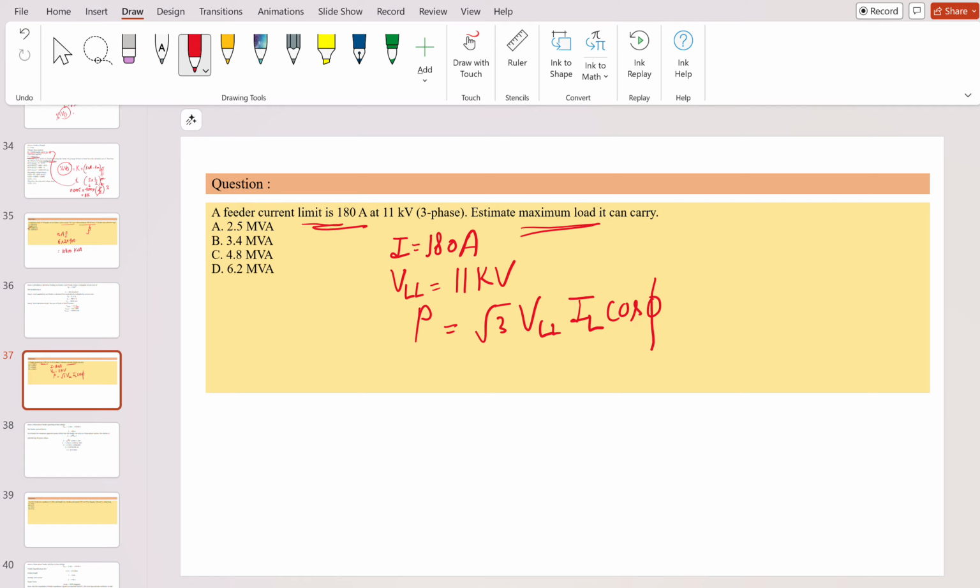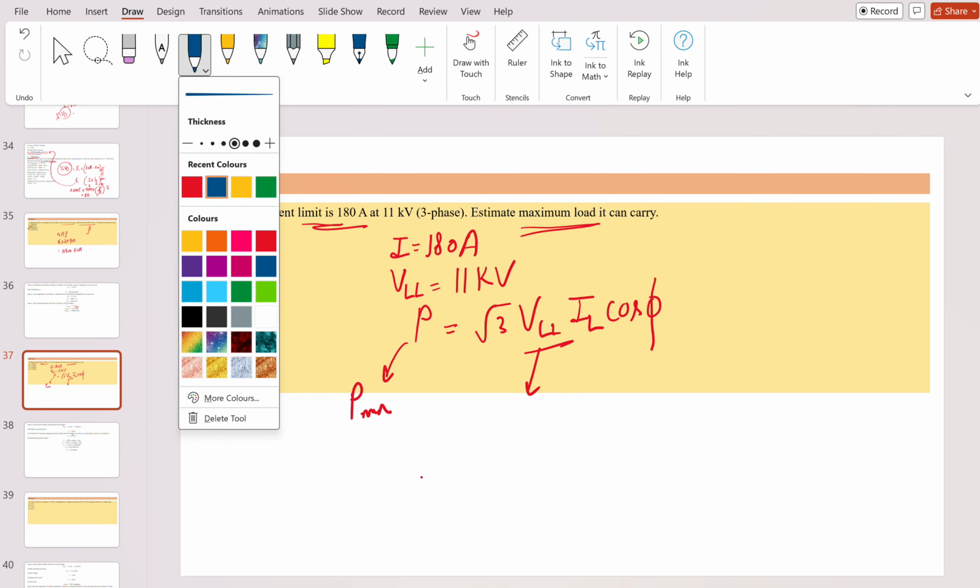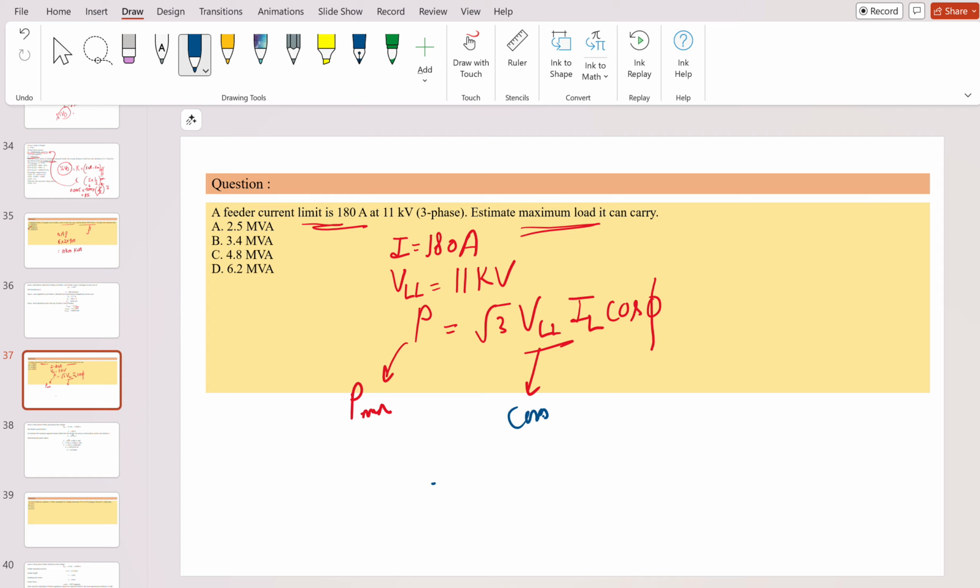Okay. So the percentage loading is basically how much power you can give from this feeder. So the maximum is being asked, so P max it is asking. So this is actually constant. When you say the V, it is constant. It is already given here, the 11 kV.